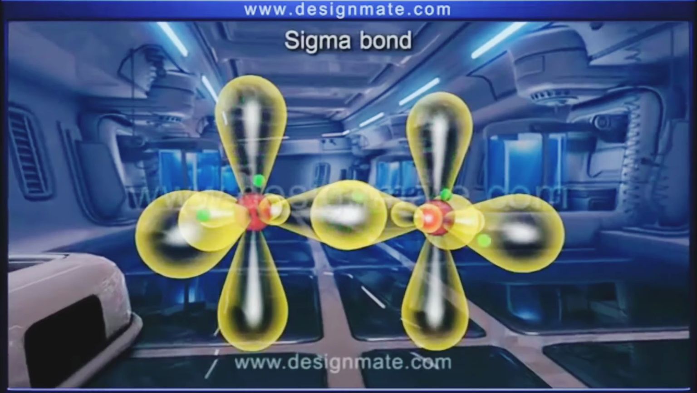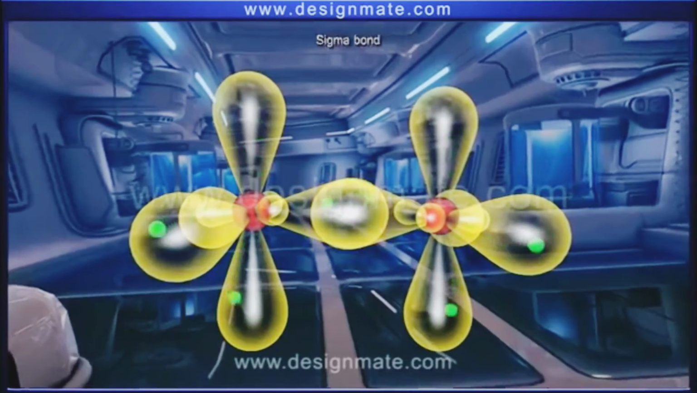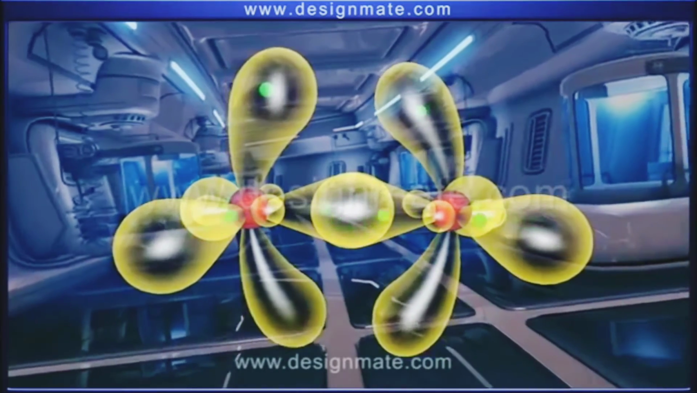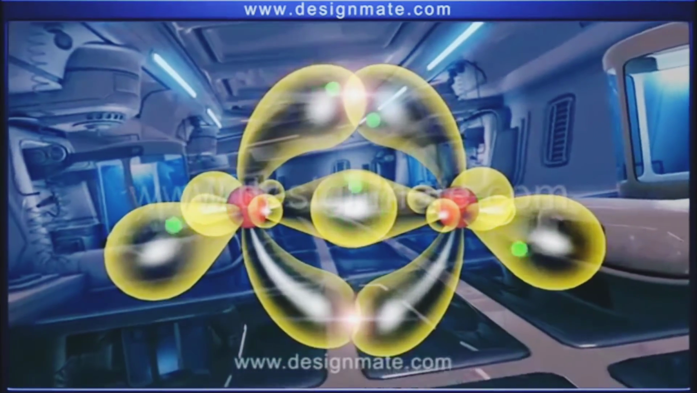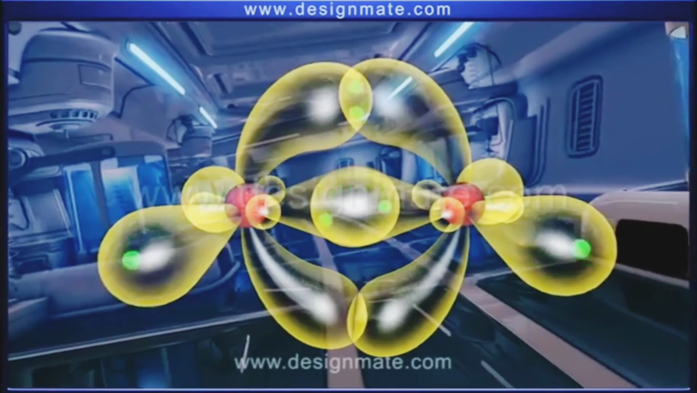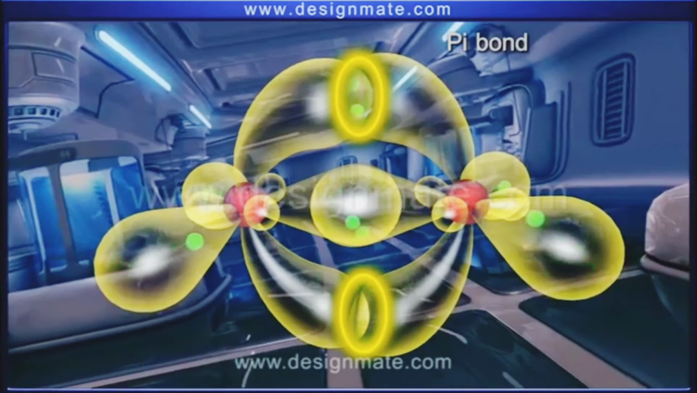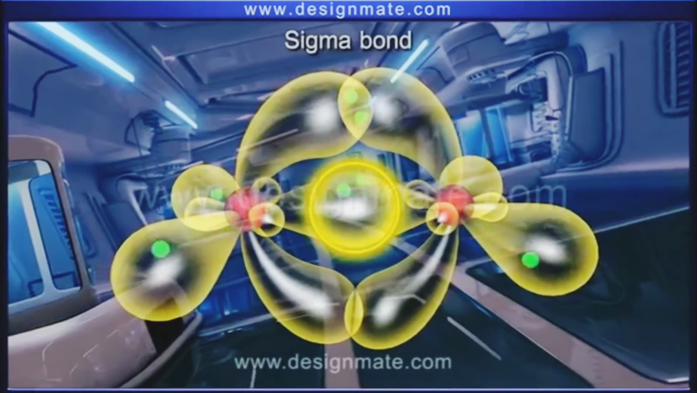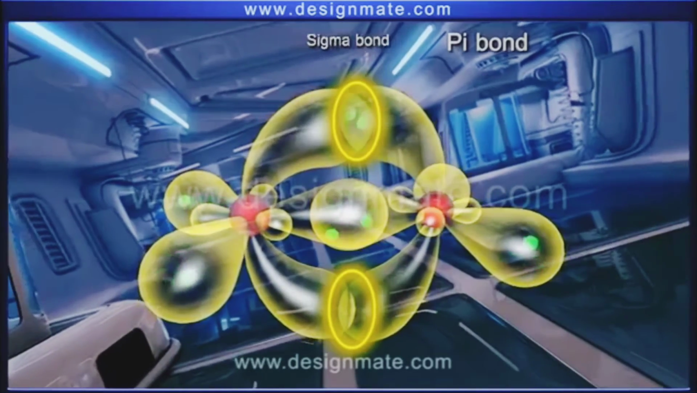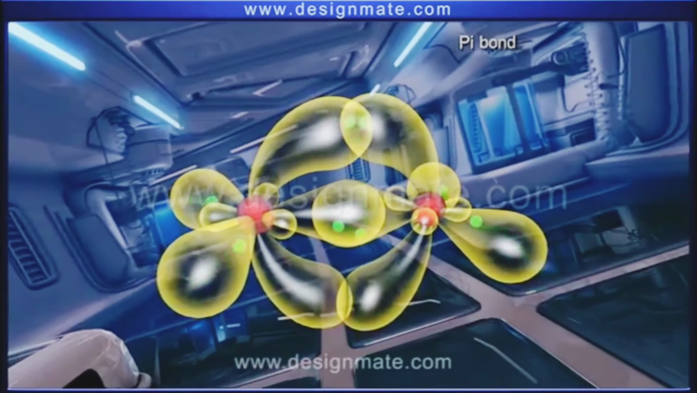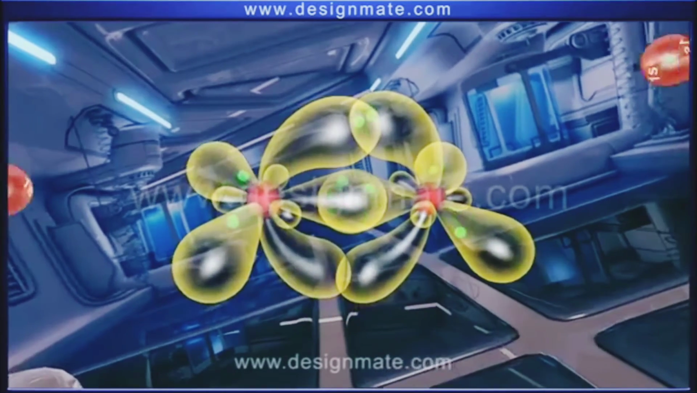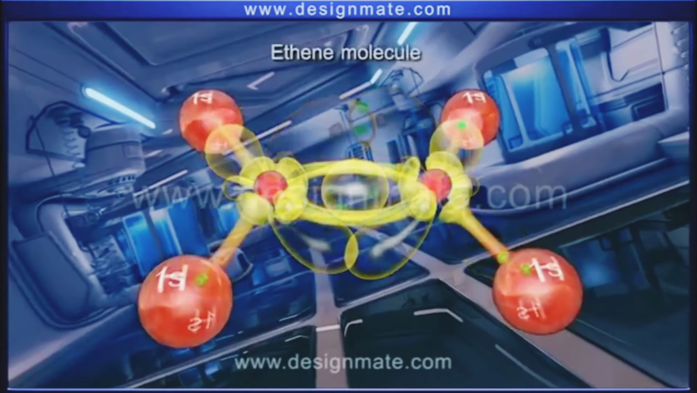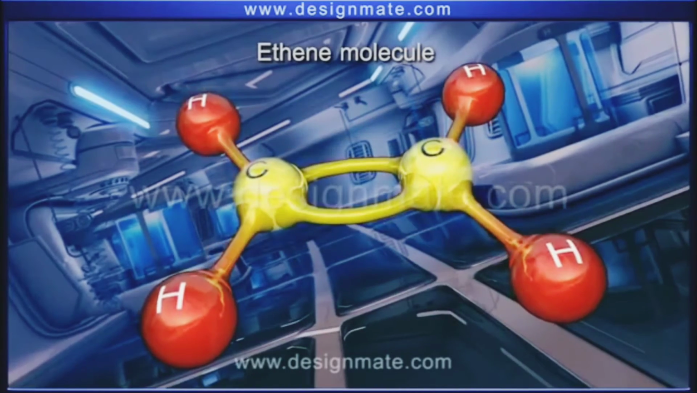This bond is called a sigma bond. At this stage, the unhybridized p orbitals, which lie above and below the plane of the sigma bond, also come very close to each other and overlap laterally, resulting in the formation of a pi bond between the two carbon atoms. Thus, there exists one sigma and one pi bond between the two carbon atoms. The other two valencies of each of the carbon atoms are satisfied by 4 1s orbitals of hydrogen, hence forming an ethene molecule.